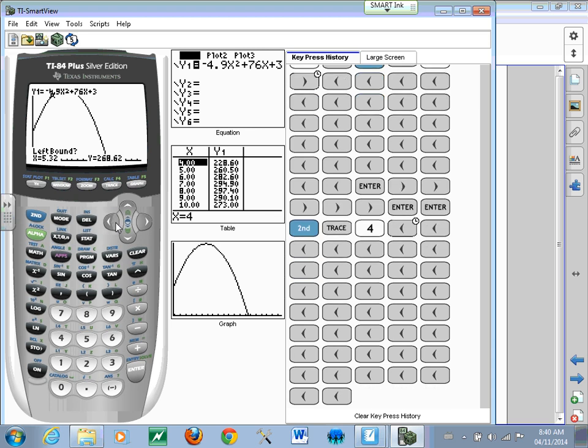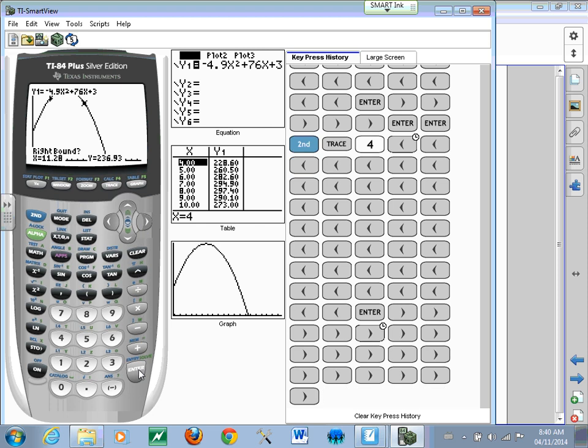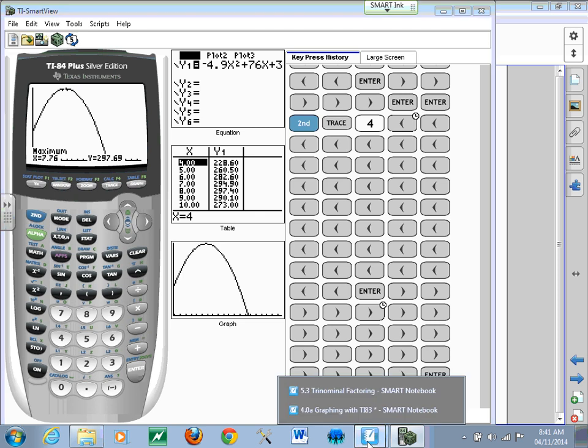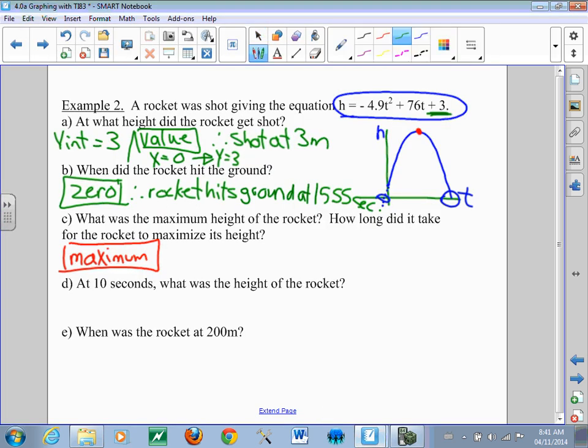Okay, so notice I'm on the left side. That's good. I press enter. Go to the right side. Press enter. It's going to say guess. Okay, so there's your maximum height of 297.69 meters, and the time it takes is 7.76 seconds. So let's put that in our note. So therefore, max height of 297.69 meters at 7.76 seconds.